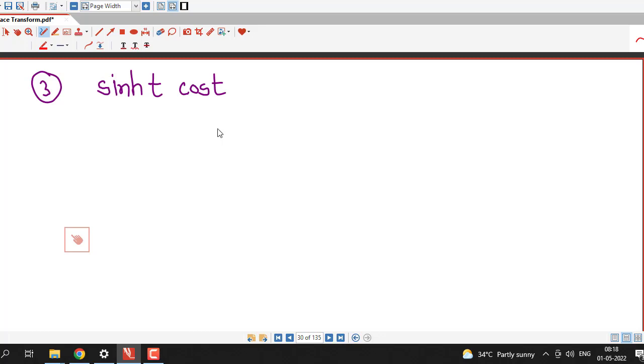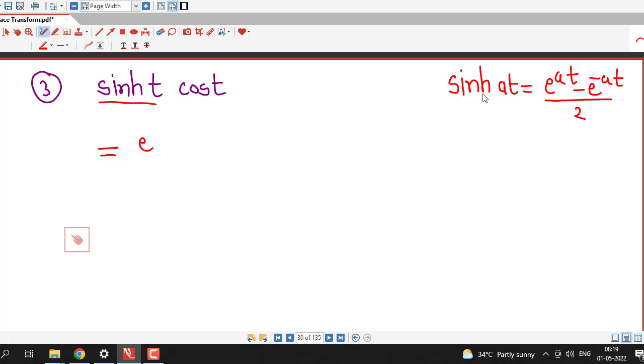Third function is sin hyperbolic t cos t, and here there is no exponential function, but we can convert it in terms of exponential function. We know this formula for sin hyperbolic at. It is defined as e raised to at minus e raised to minus at divided by 2. This is the definition of hyperbolic sine. Here instead of sin hyperbolic at, we have sin hyperbolic t. So, and value of a is 1.